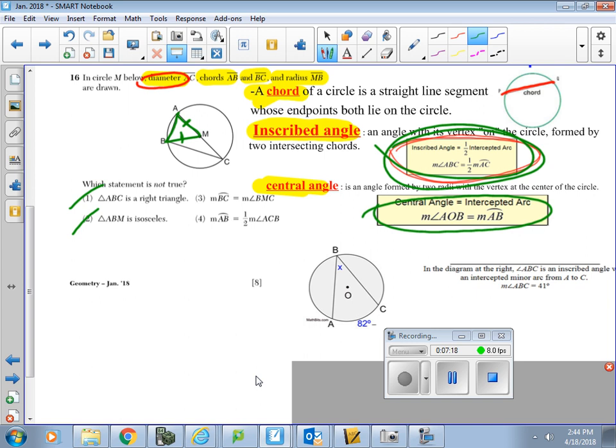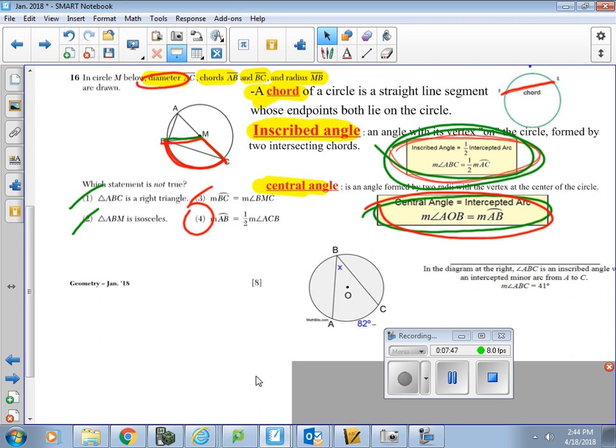All right, now what about the next one? What about the measure of arc BC? Is that equal to BMC? All right, so let's look here. BMC is a central angle, which means it's equal to the measure of this arc, because that's a central angle. We talked about central angles. So that means that this is true. The measure of arc BC is equal to the measure of this angle. So that's true. So that means that our answer is number 4.